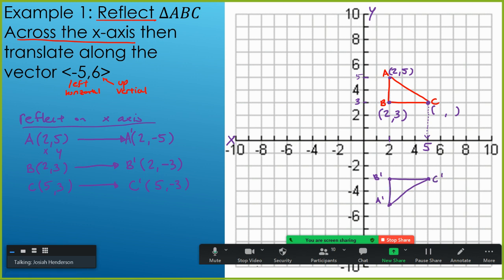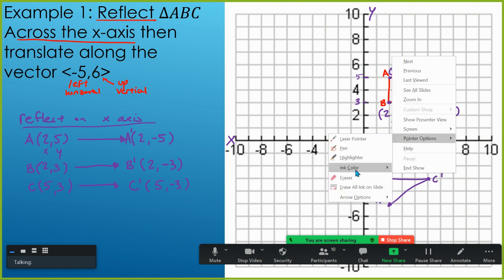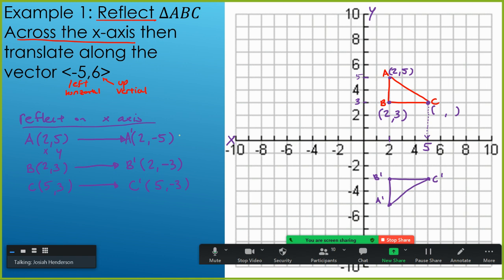Now we need to translate this image, the purple one, left 5 and up 6. So every one of our points, A prime, B prime, C prime, needs to go left 5 or -5 from where it is, and then up 6 from where it is. Let's try this in blue. No, blue's not good. Let's do orange.